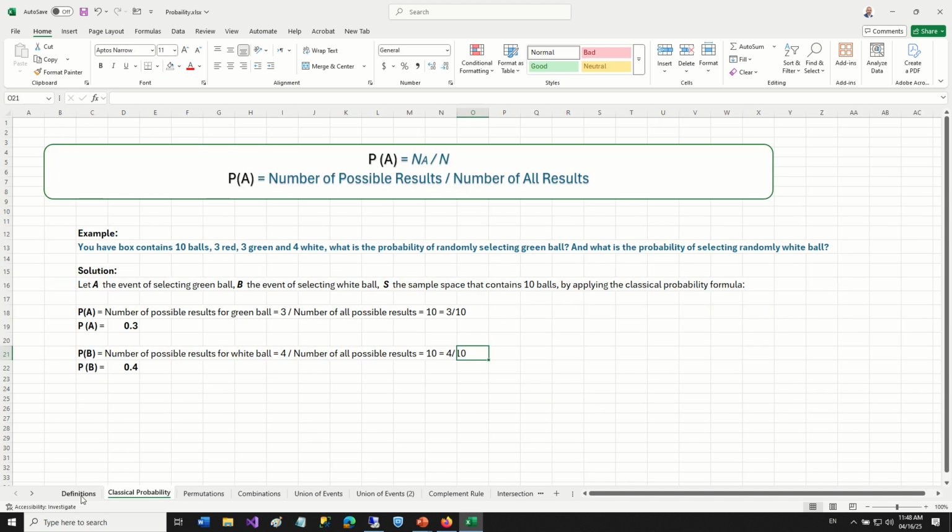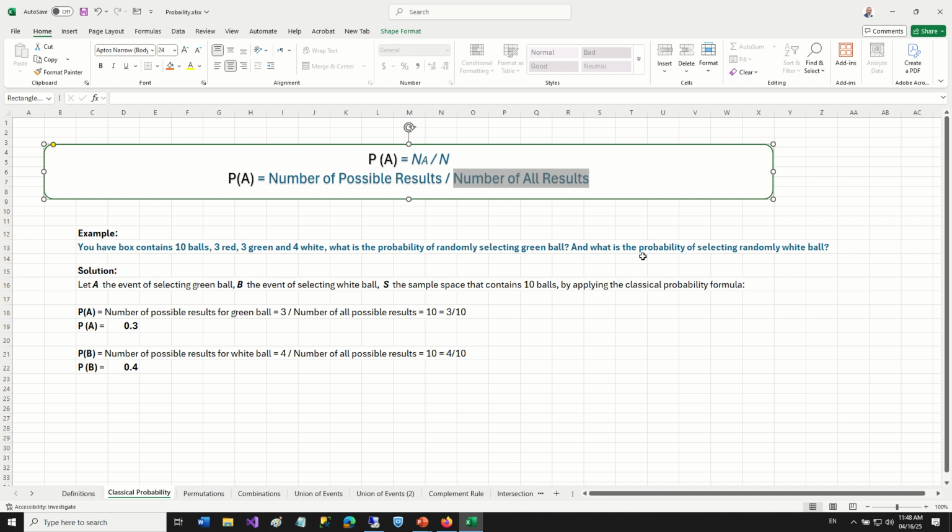Let us see the classical probability. The idea is the probability of an event equals the number of possible results divided by the number of all results. For example, you have a box containing 10 balls: 3 red, 3 green, 4 white. What is the probability of randomly selecting a green ball, and what is the probability of randomly selecting a white ball?